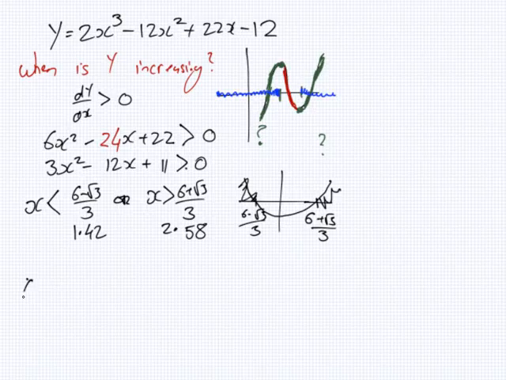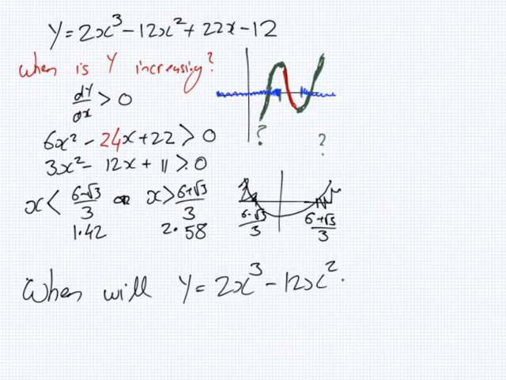Right, try this. When will y equals 2x cubed minus 12x squared plus 22x minus 12 be convex?